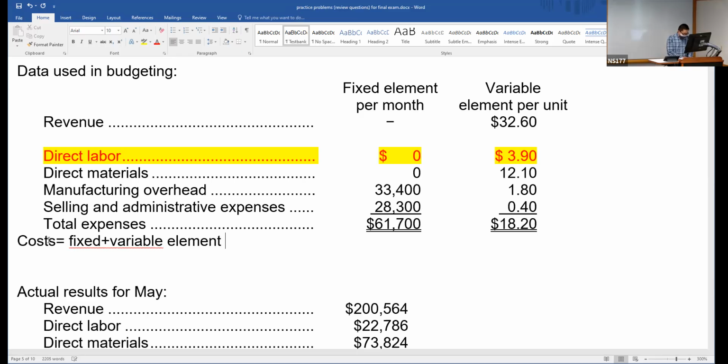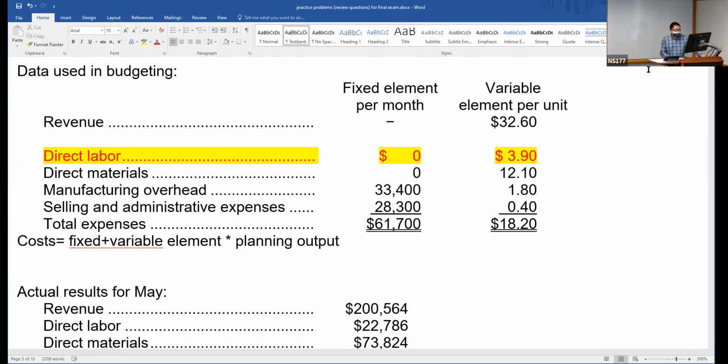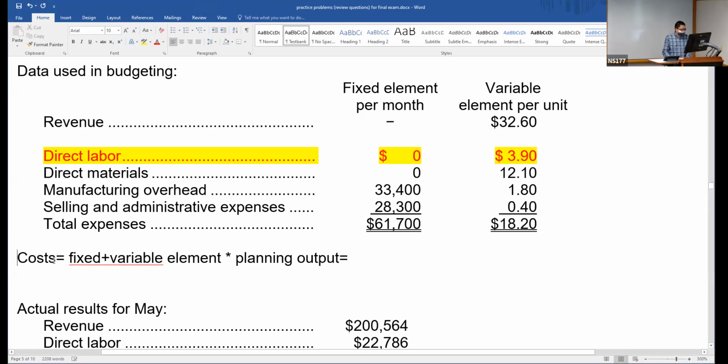Variable element and then multiply by the planning output. Because we plan to produce 5,900 units of output, and we plan that each unit has a variable developed labor cost of $3.9. So basically, we can just plug in this formula for the cost function for developed labor.